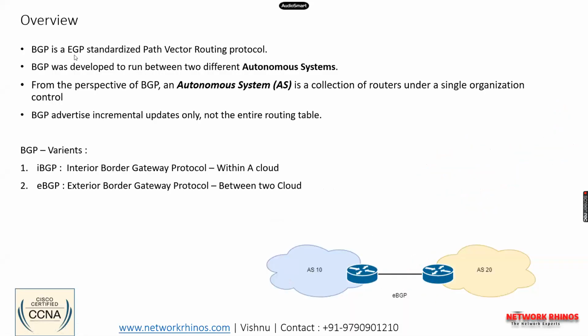Now, BGP is an EGP standardized path vector routing protocol. BGP was developed to run between two autonomous systems. Now, what is an autonomous system? An autonomous system is nothing but a collection of routers and other networking devices which is managed under a single organization's control. Now, BGP advertises incremental updates only, not the entire routing table. As I told you, BGP has two variants. One is called IBGP, second one is called EBGP.